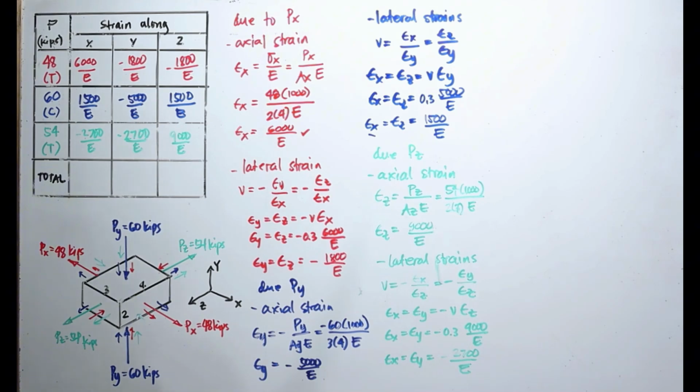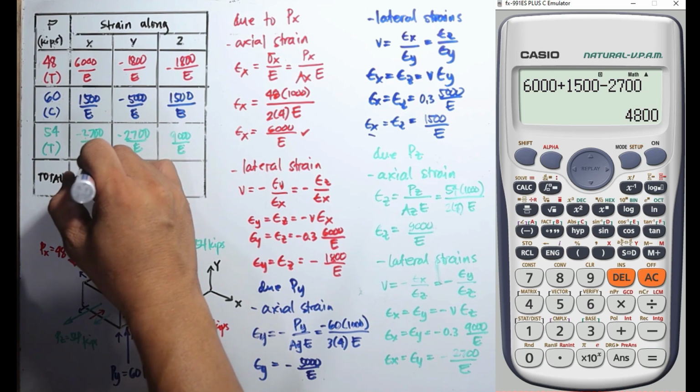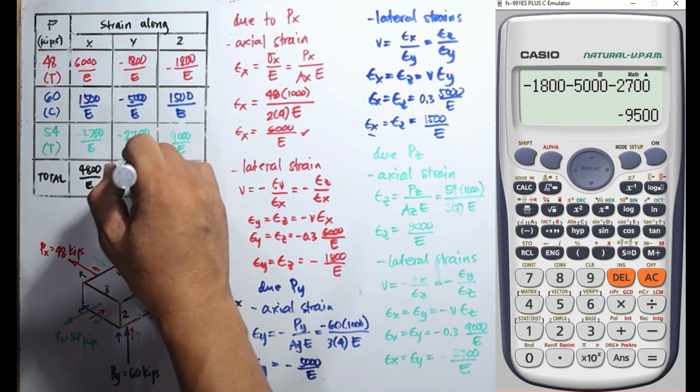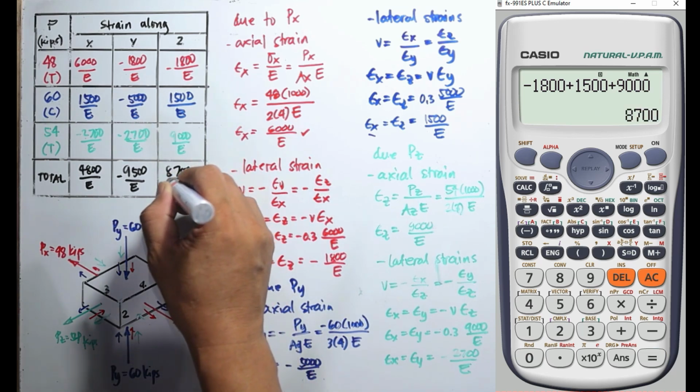Okay, so if we are going to get the total for each direction, we have 6,000 plus 1,500 minus 2,700, which is 4,800 positive, so it's in tension, 4,800 over E. Along Y, they should be in compression: negative 1,800 minus 5,000 minus 2,700 is negative 9,500 over E. And then along Z, negative 1,800 plus 1,500 plus 9,000 is positive 8,700 over E.